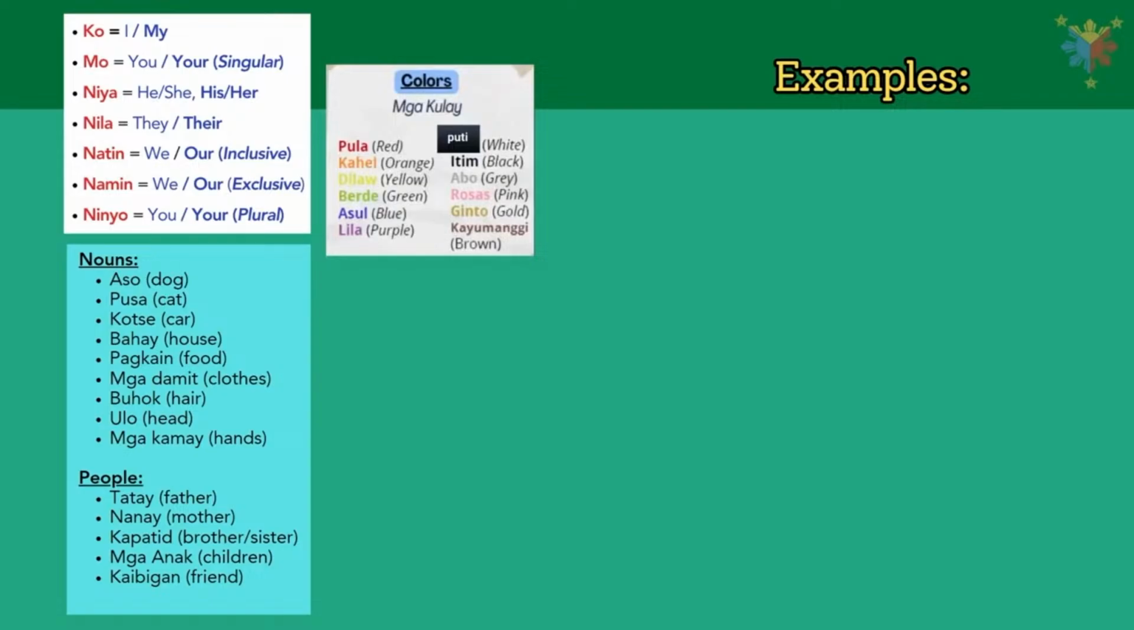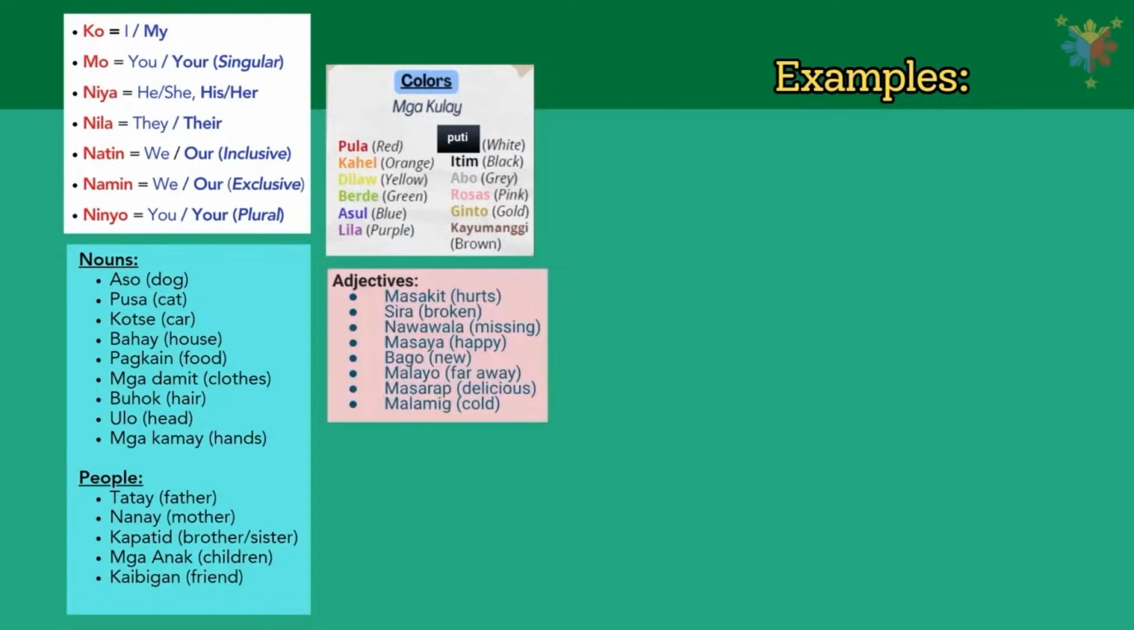And now here are some adjectives. So here are different colors, mga kulay. Pula is red, kahel, orange, dilaw, yellow, verde, green, azul, blue, lila, purple, puti, white, itim, black, abo, gray, rosas, pink, ginto, gold, kayumanggi, brown.